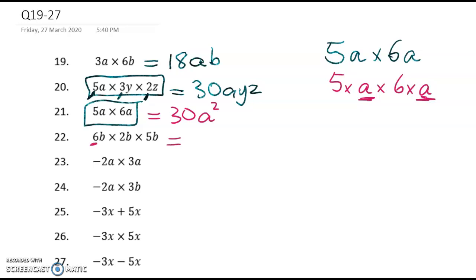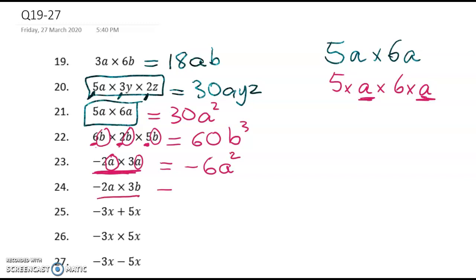In the next one, we multiply our numbers first, our coefficients first. 6 times 2 is 12, times 5 is 60. And I've got b times b times b, so I get b cubed. Number 23. Negative 2 times 3 is negative 6. And then I've got a times a is a squared. So it's negative 6 a squared. In the next one, it's going to be negative 6 ab.